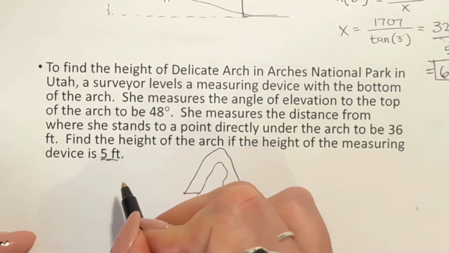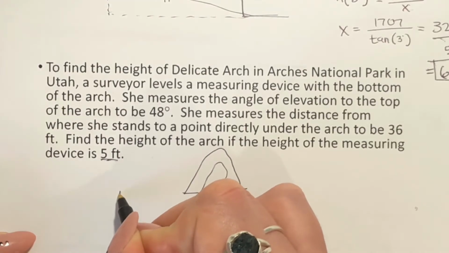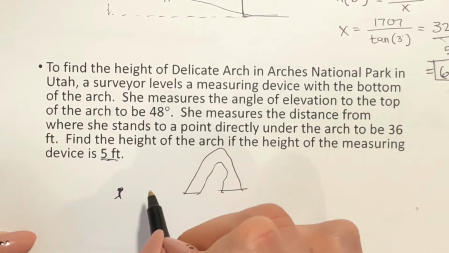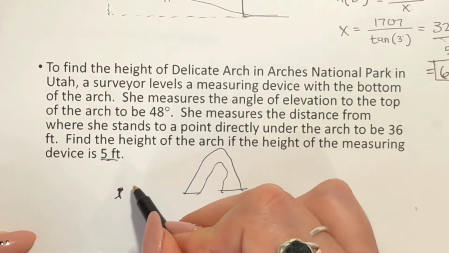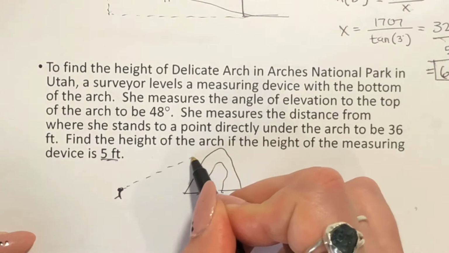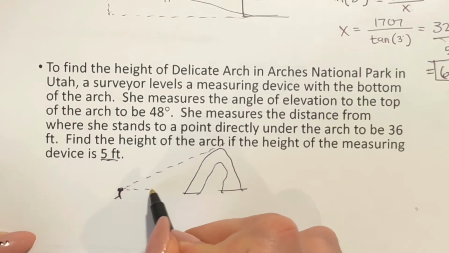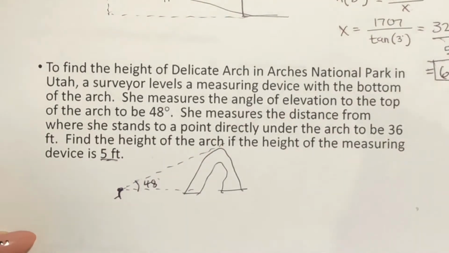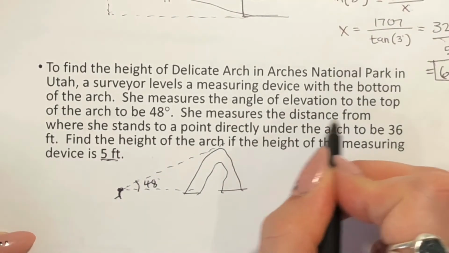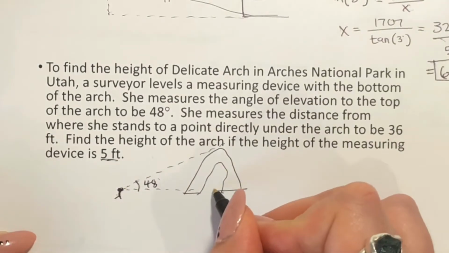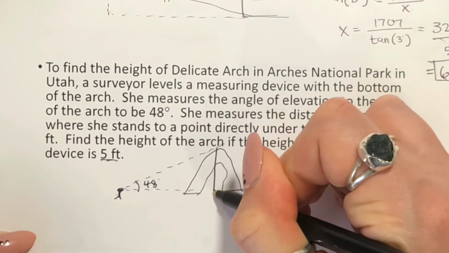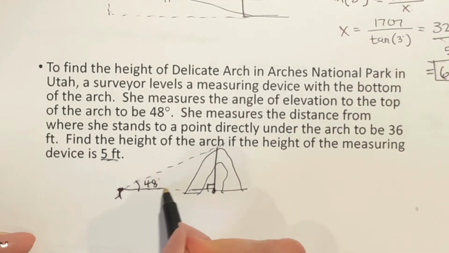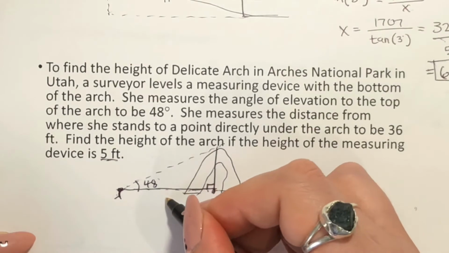So we've got this little device right here. Let's just say it's like a little camera, I don't know. Or it could be her. But it is measuring the angle of elevation to the top of the arch to be 48 degrees. Okay, so here's 48 degrees. And then they also said that she measured the distance from where she's standing to a point directly under the middle. So coming straight down, we've got this little triangle right here. So this distance right here, they said, is 36 feet.